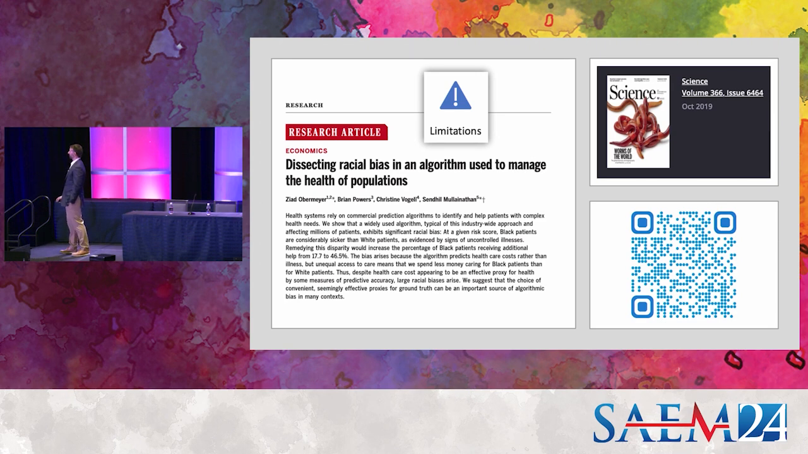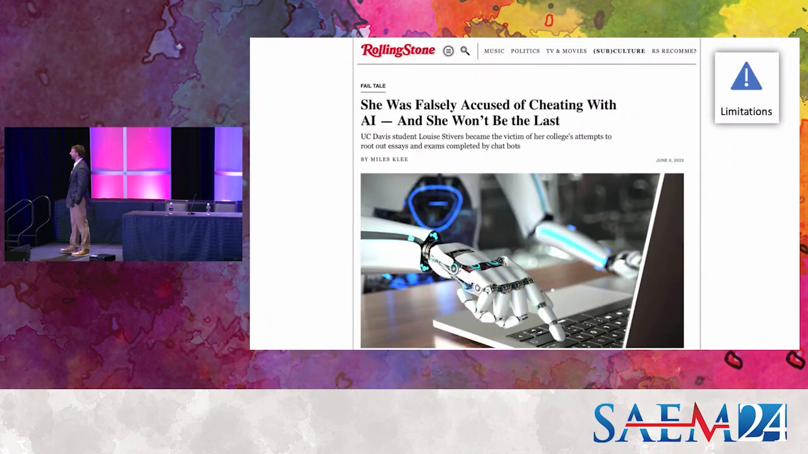That article is from Science in 2019. AI comes with a couple of pitfalls for us. We've highlighted a couple of them already. But have people heard about things like a product called Turnitin? We probably aren't using it too much in the EM clerkship, right? Students submit papers online, and it decides if you plagiarized or not.